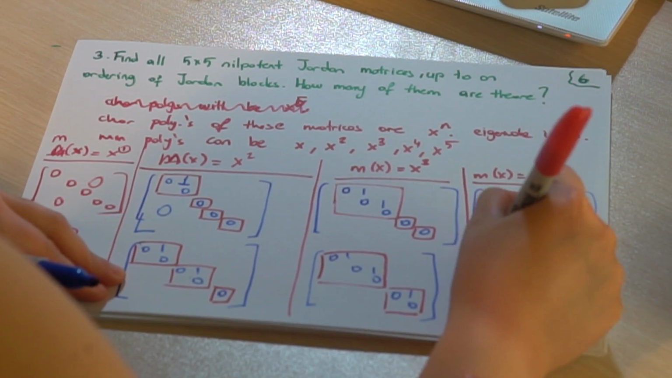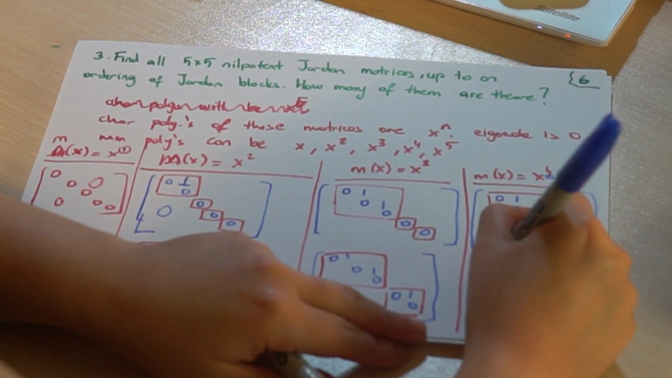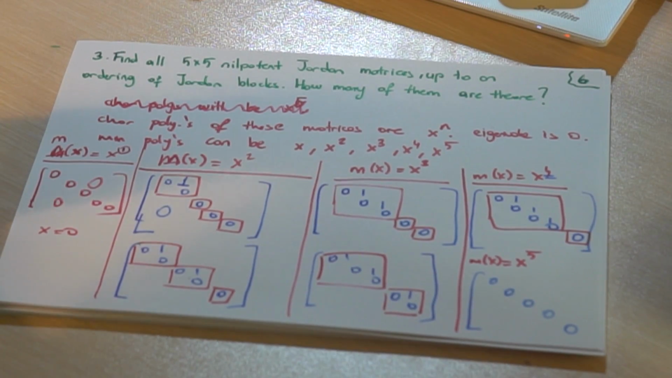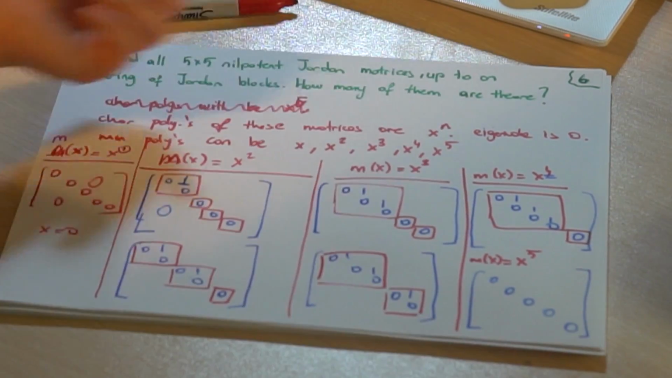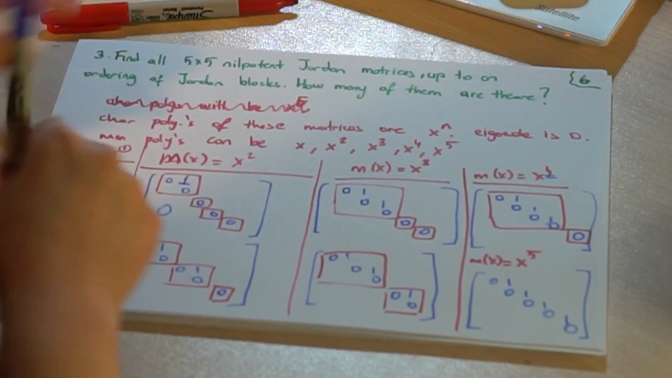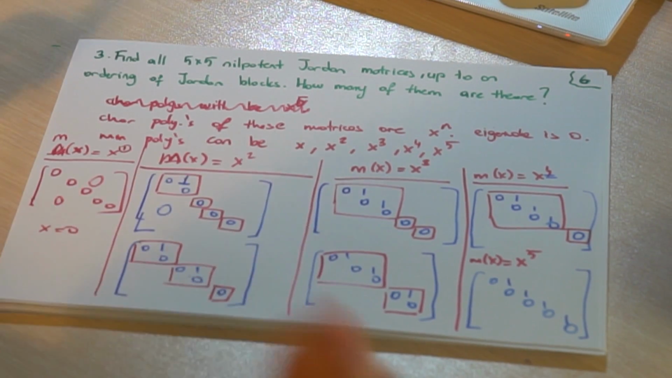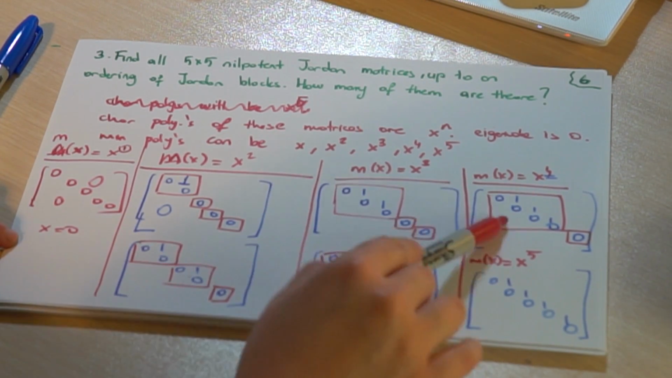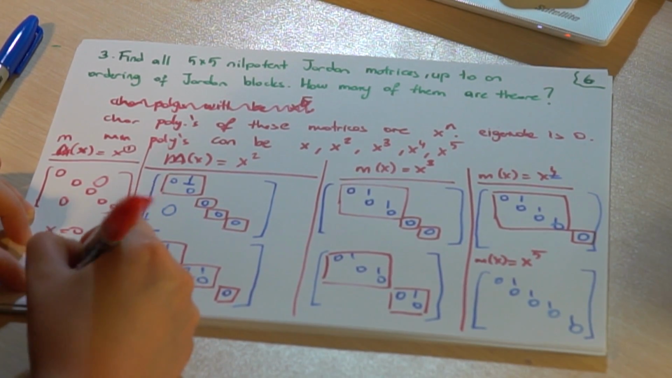And if the minimal polynomial is x to the 5, the maximal block will be of size 5 by 5, and our matrices are 5 by 5, so we will have only one block of size 5 by 5. So how many of them? We have 1, 2, 3, 4, 5, 6, 7. So we will have 7 matrices.